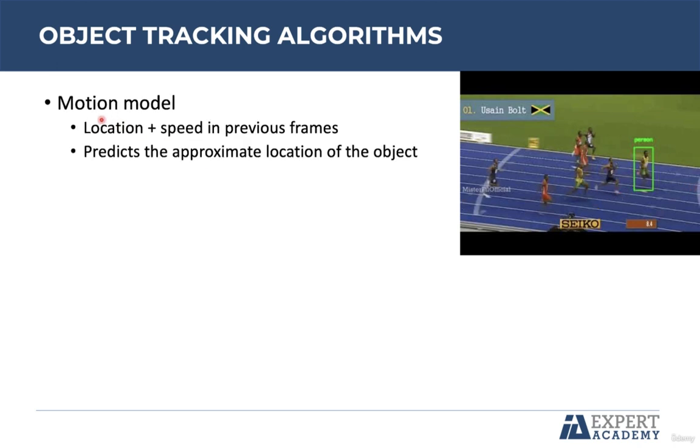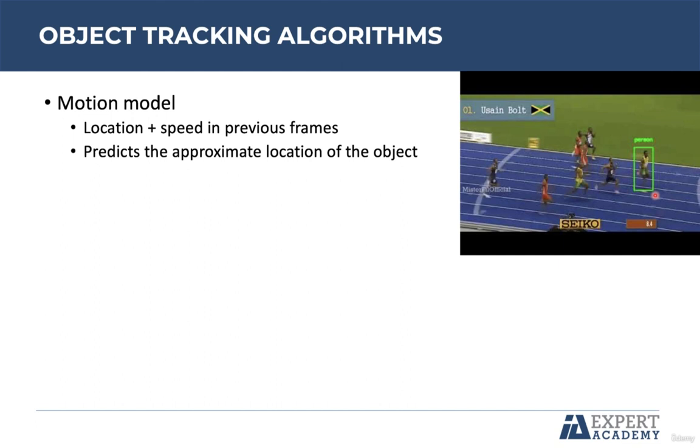There are two important concepts that are used in almost all tracking algorithms. The first is called motion model, which is a combination of location and speed in previous frames. So, based on location plus speed, it is possible to predict the next location of the object in the next frame of the video. We have the current frame here with the bounding box around the object, and the prediction will indicate that in the next frame, the object will be in that part of the track where I am pointing the mouse.